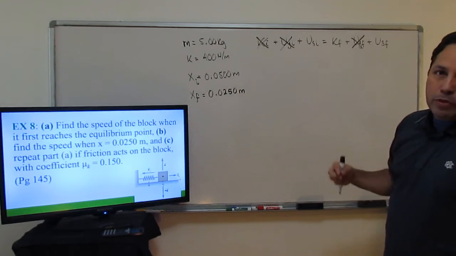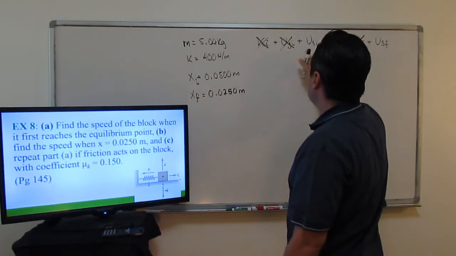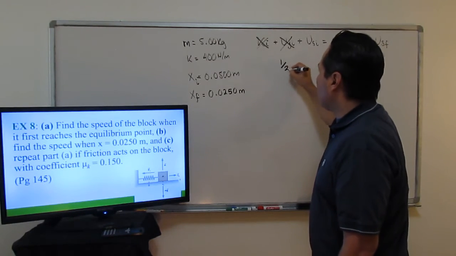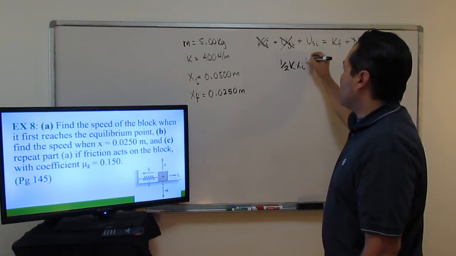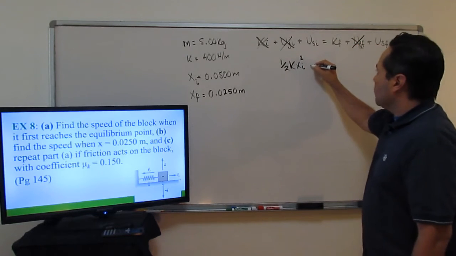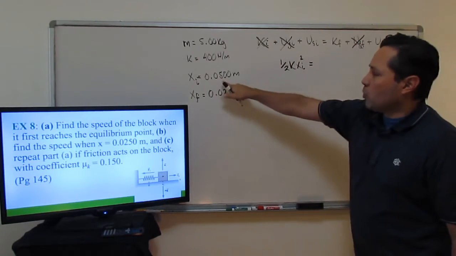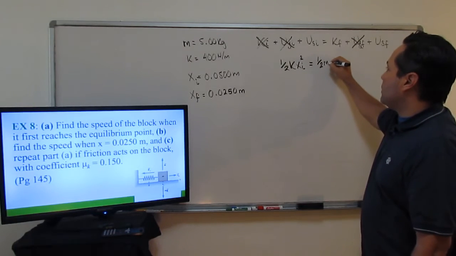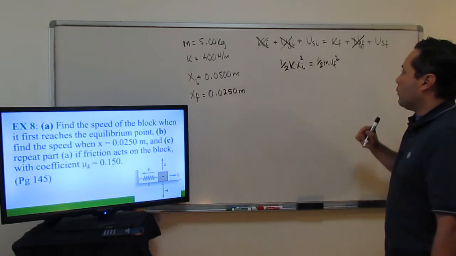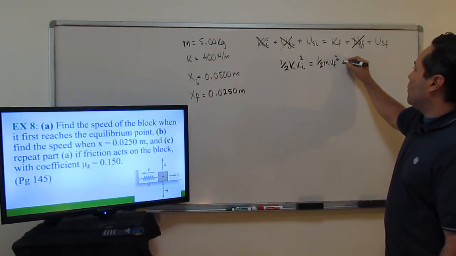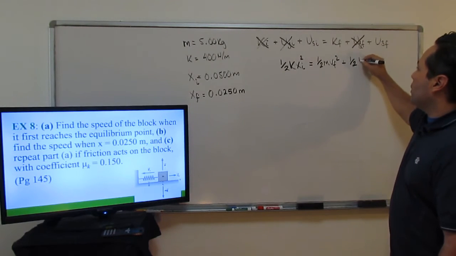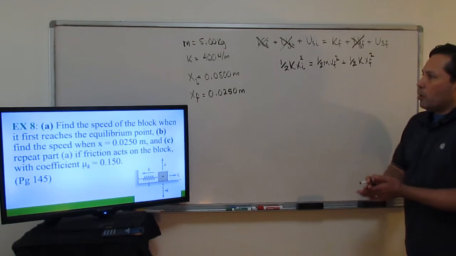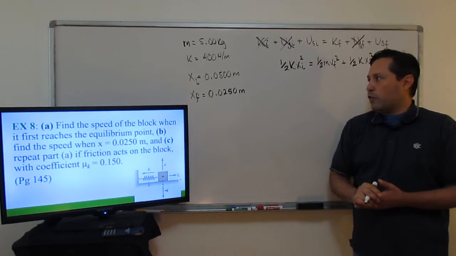Alright, so now let's put the formulas for each one of these. So potential energy of a spring, initial, is going to be 1/2 constant times the initial compression squared, where initial compression is 0.05, equal to kinetic energy, 1/2 mass times velocity final squared, and that's what we're solving for. And over here we're going to put plus 1/2 k times the compression final squared. Alright, compression final is going to be 0.025.